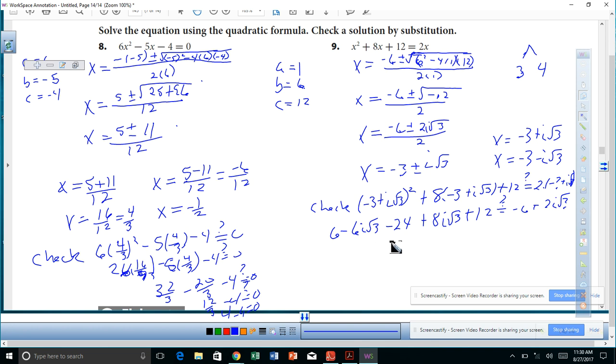All right, so now what do we got? 6 minus, that's going to be negative 18 plus 12. That's going to give you negative 6, plus 2i times the square root of 3, which equals negative 6 plus 2i times the square root of 3. All right, that works out. Good.